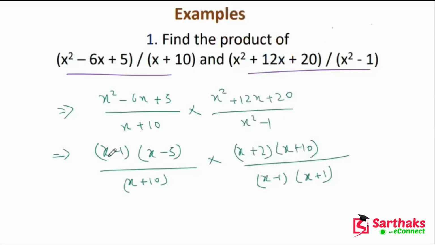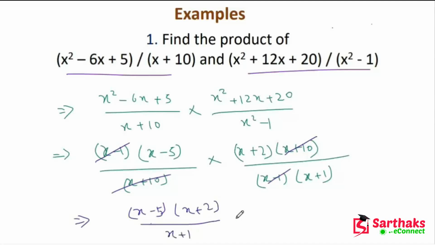Okay, so now from this we can cancel firstly x minus 1 from this x minus 1, and then x plus 10 from x plus 10. So now we get x minus 5 and x plus 2, divided by x plus 1, and the result is x square minus 3x minus 10 divided by x plus 1. Okay, I hope you get this point.